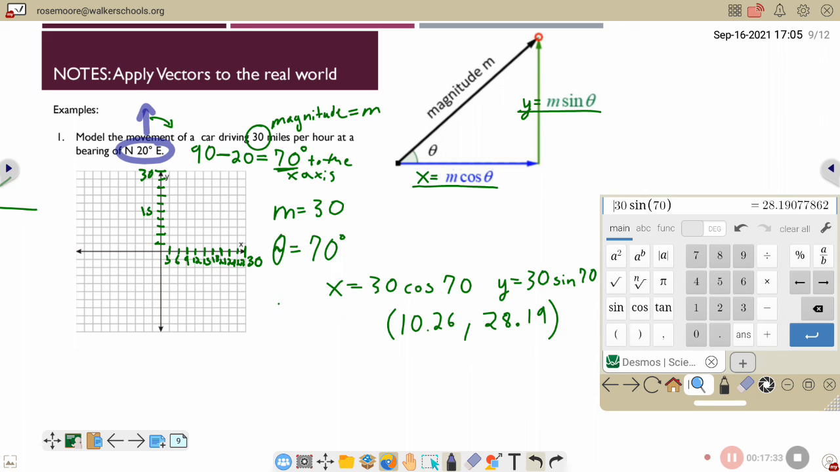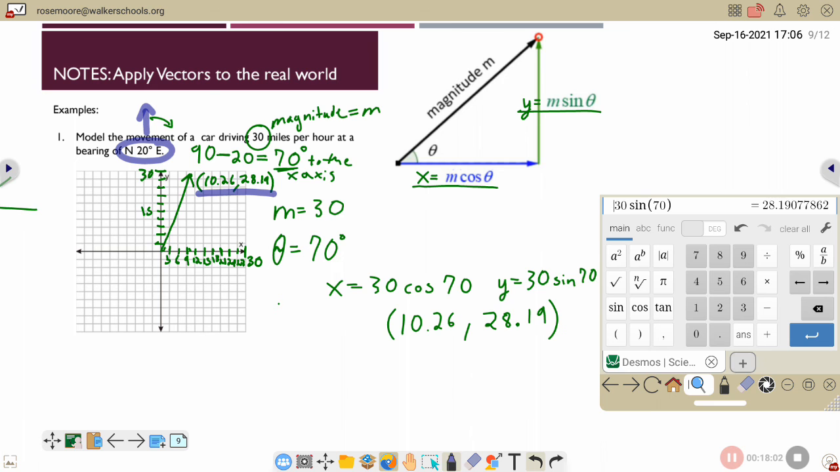So going 10.26. Now, will this be the most accurate thing in the world? Nope. There's my 10.26. Up 28.19. There's my vector modeling the car, and to make it very accurate, I can always label 10.26. Remember the old school version of math, if you've not got a good drawing, label it and it's correct. Alright, so that is the answer.